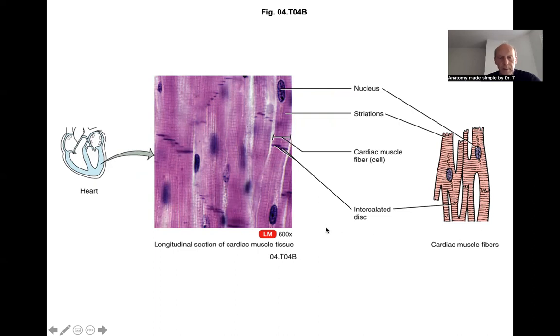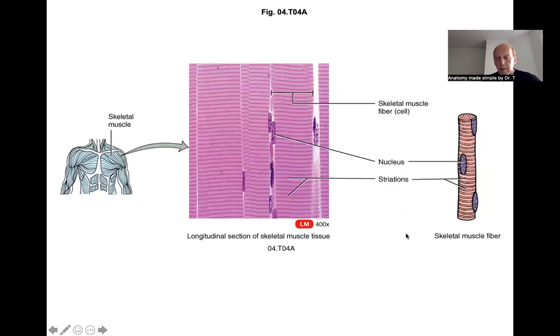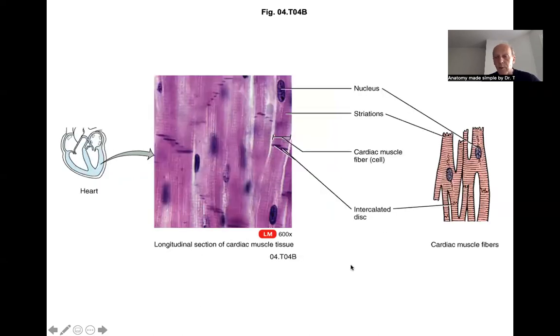Now we can see that the pattern of alternating light and dark bands is also present, but there is one huge difference when comparing cardiac muscle to skeletal muscle. Look at this. It appears that skeletal muscle runs practically in just one direction, but if you immediately switch to the next slide, you realize that cardiac muscle cells appear to be branching. This is one of the differences that we can see.